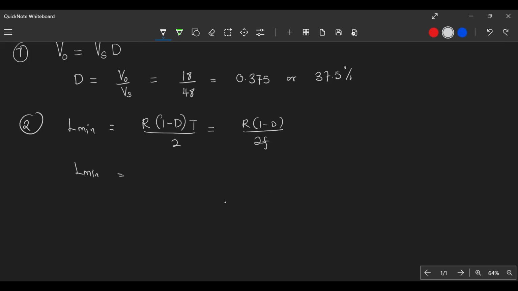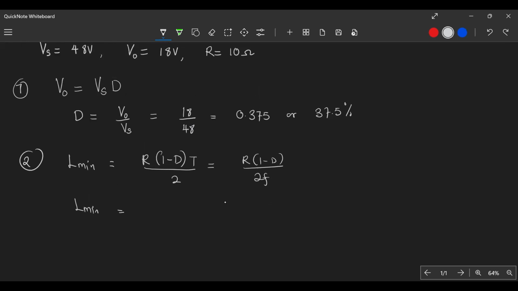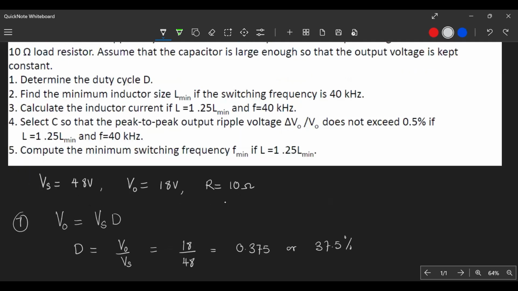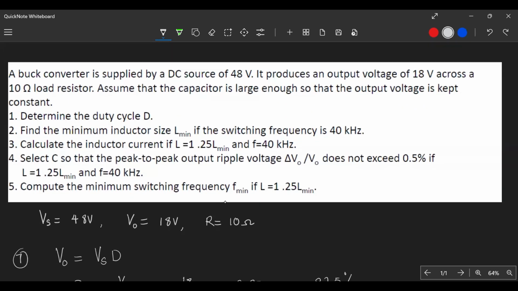For Lmin, from the question we are told the load resistance is 10 ohms. The duty cycle we calculated as 0.375, divided by twice the frequency. So what's the switching frequency? Are we given the frequency? Oh, we are given that the frequency is actually 40 kilohertz.